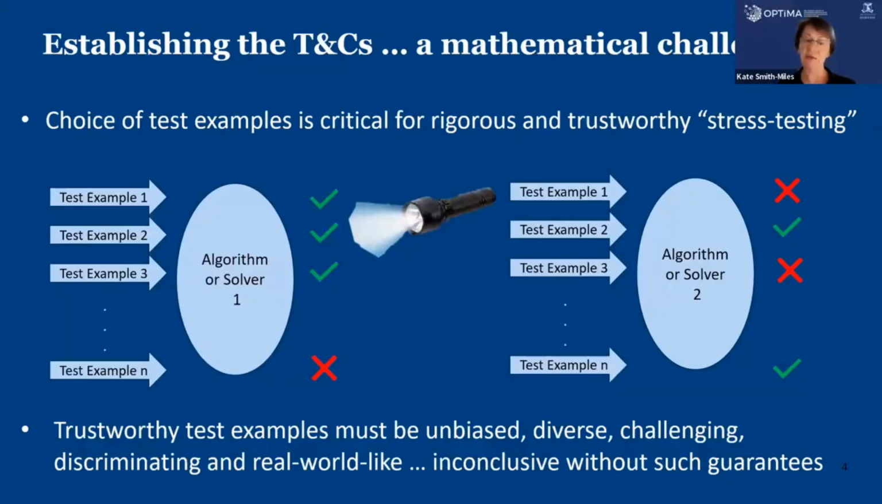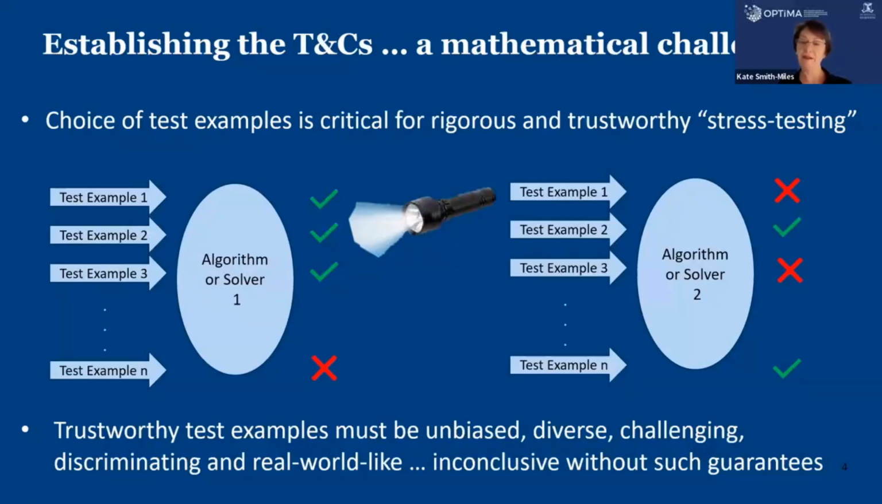So I think trustworthy test examples have to have certain properties. They should be unbiased, they should be diverse, they should be challenging of different algorithms. We don't want a whole bunch of instances that are just super easy for every solver. We don't learn anything from studying those. They should be discriminating. They should help you see, oh, this solver worked really well on this instance and this one didn't, something that you can learn from. And they should be real-world like, if we're trying to deploy these algorithms or solvers in the real world.